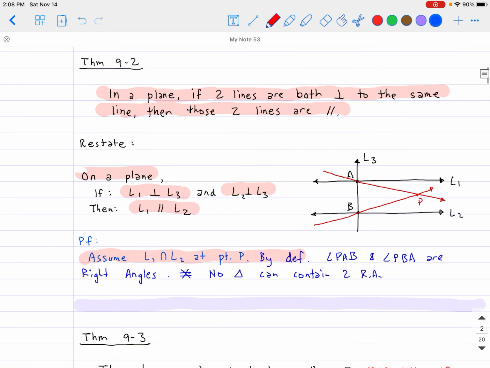Is this the only way to prove parallel lines? Not necessarily. In fact, we're going to find some easier way to do that, but for right now, this is all we have as a tool.